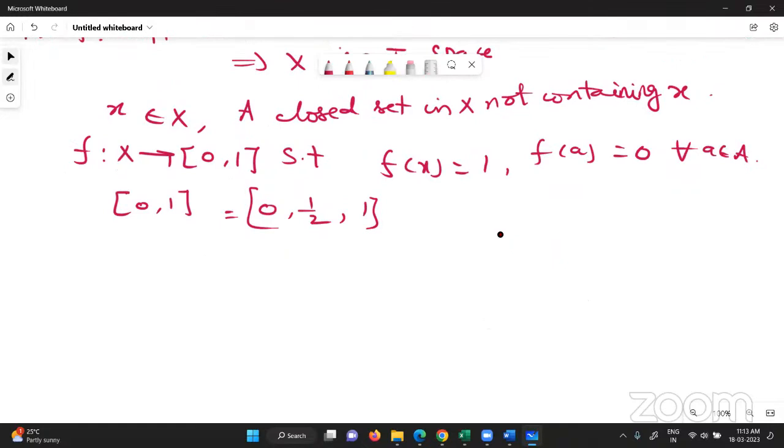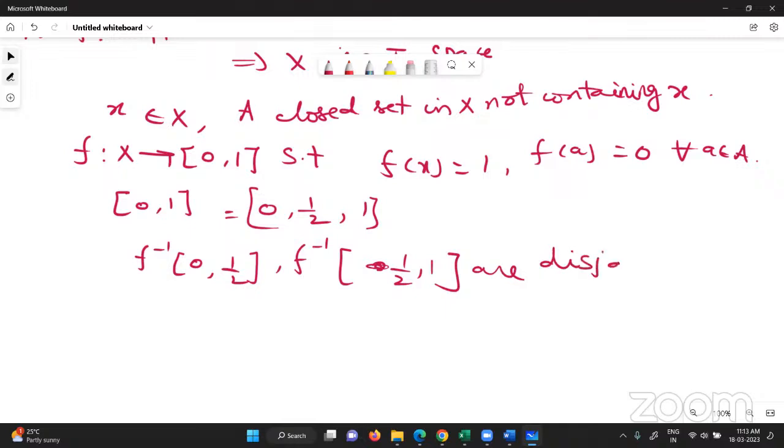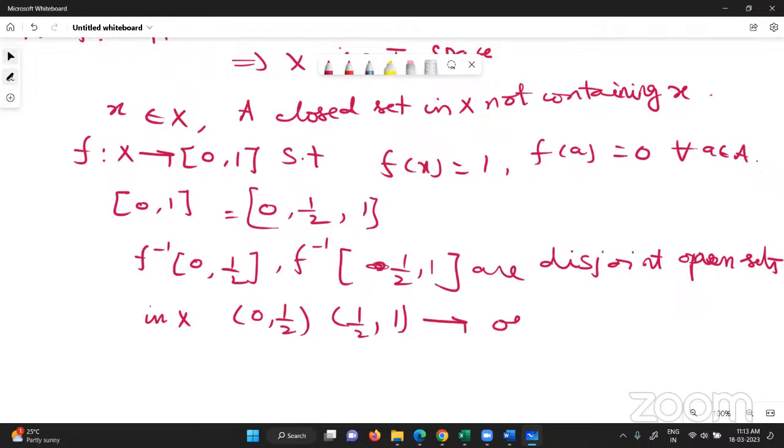Whenever f is continuous, you have f inverse of [0, 1/2) and f inverse of (1/2, 1] are disjoint open sets in X. Why? Because [0, 1/2) and (1/2, 1] are open in [0,1]. We know that every open interval is an open set. So [0, 1/2) is open and (1/2, 1] is open in X.